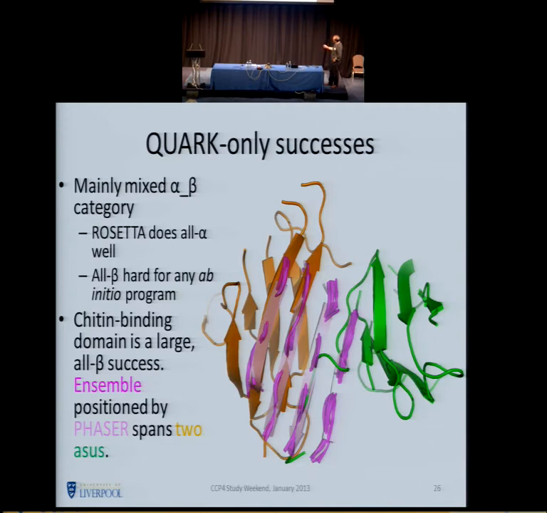But I do think that Quark is probably doing slightly better at constructing plausible beta sheets than Rosetta does, because you don't often see such long, well-formed beta sheets in Rosetta models as you do with Quark.